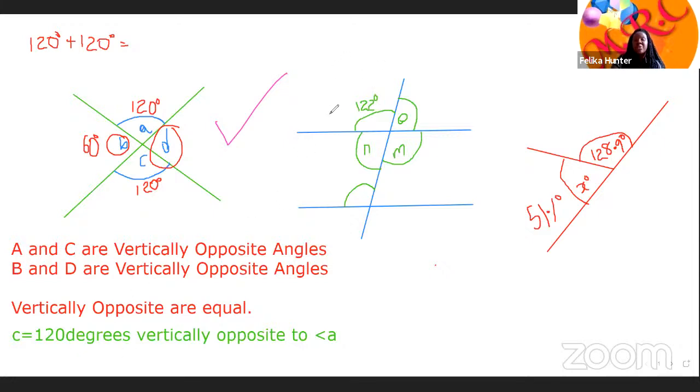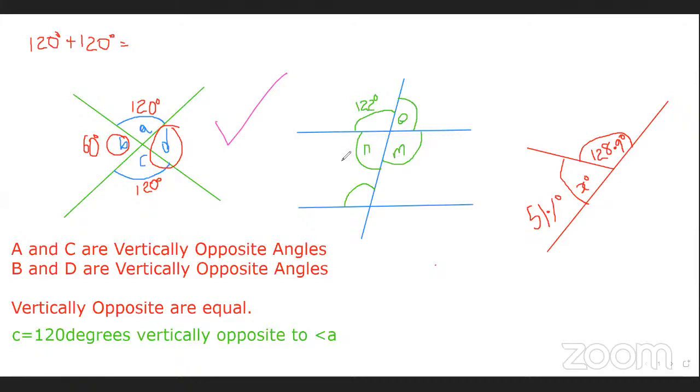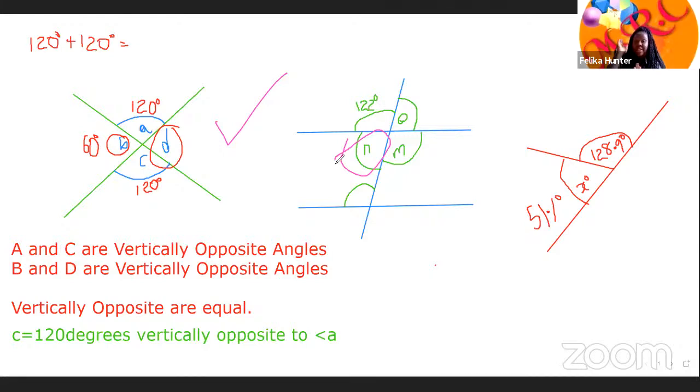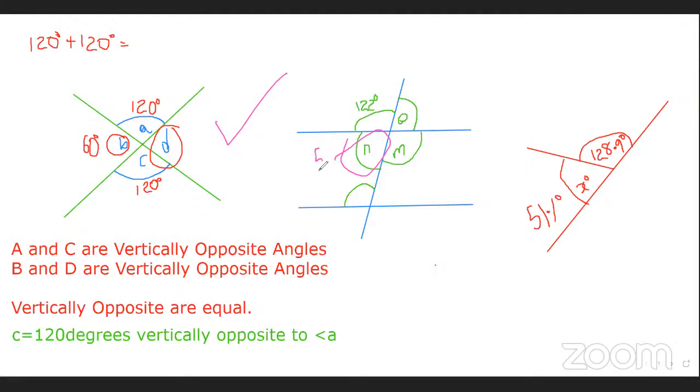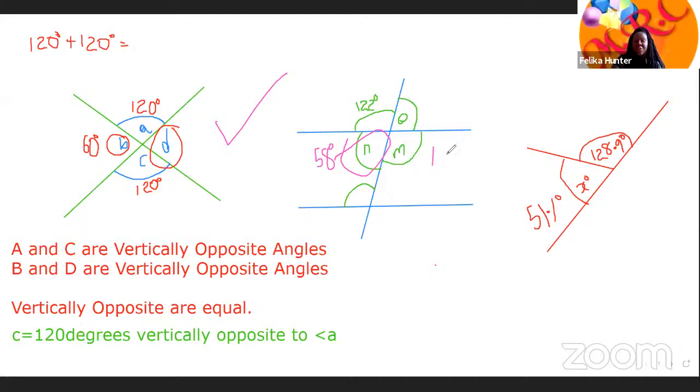All right. Using the principle of angle on a straight line, what's the value of N here? What is N? That's on a straight line. 58. You're actually on a straight line. Do you see that? Yes, miss. All right, what's the value of M? 122. What's the value of O?